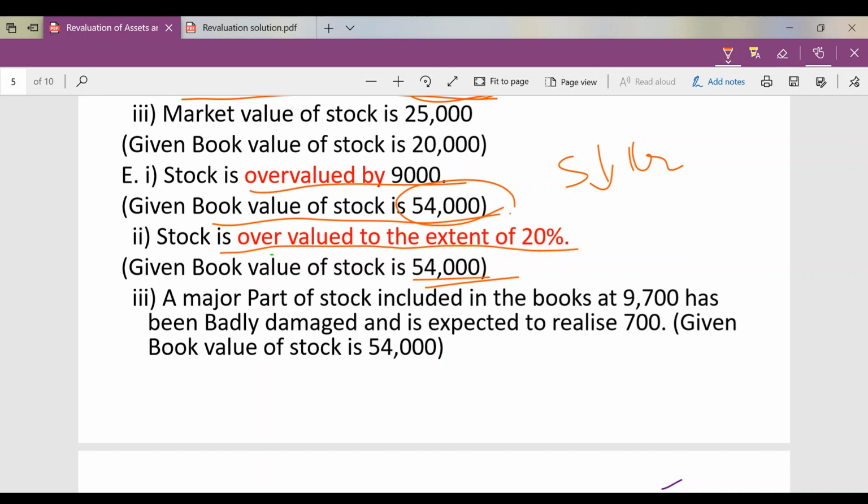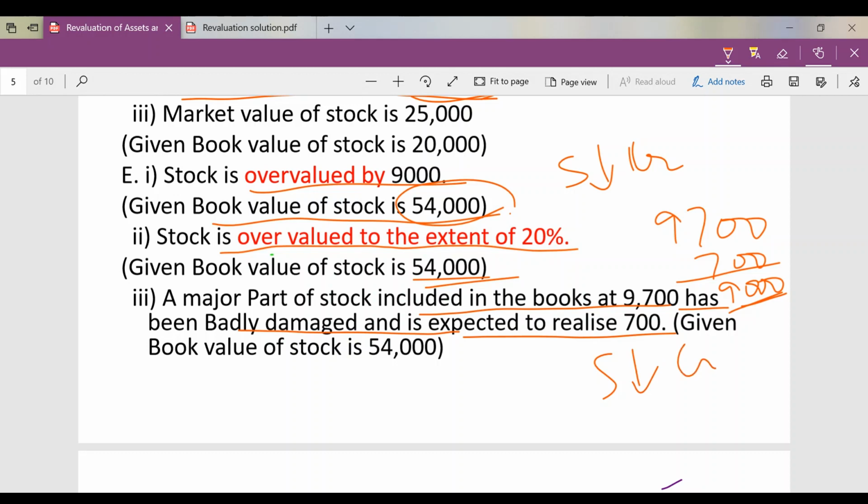Now next case, a major part of the stock included in the book at 9,700 has been badly damaged and it is expected to realize 700. So 9,700, right? It is going to give you only 700. That implies what? 9,000, right? This amount has to be closed. It has to be written off, right? So then what do you do? You need to reduce the value of stock again. Decrease it, so you need to credit it by 9,000. So it is the same entry like we had done for the other two cases.